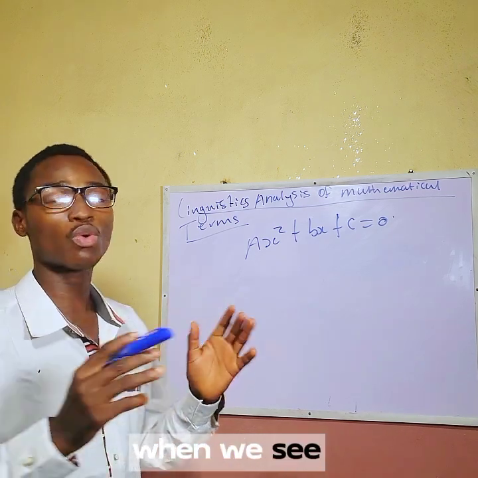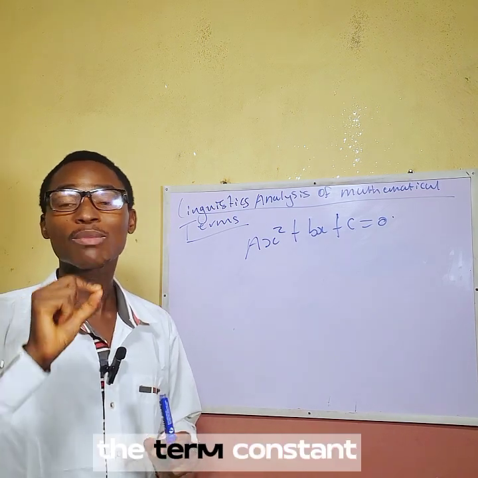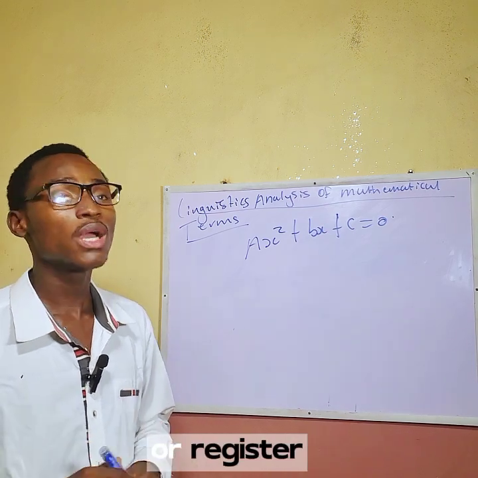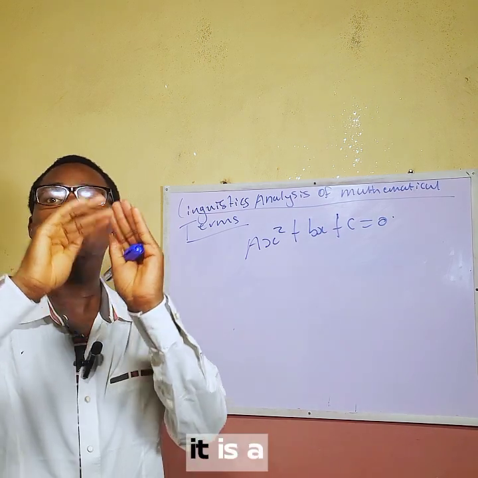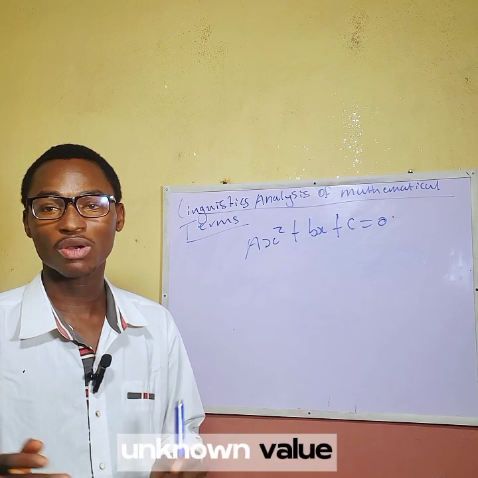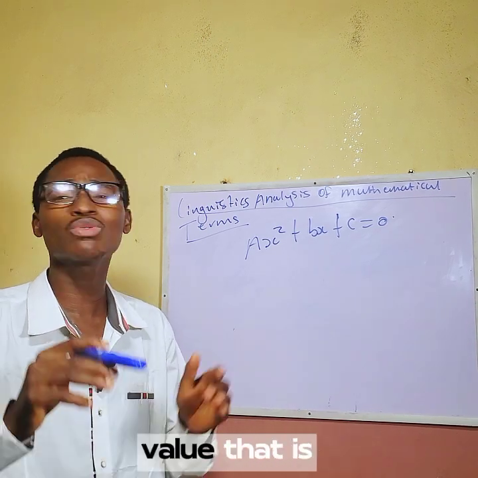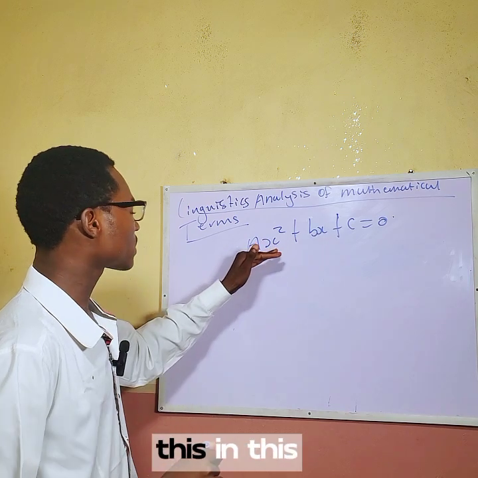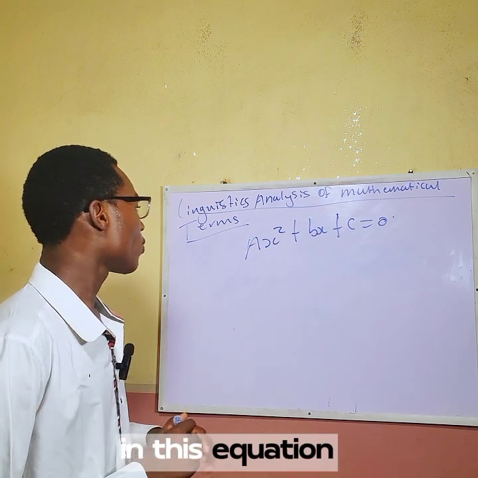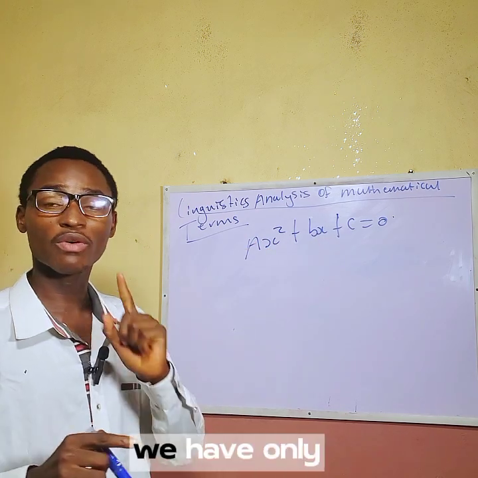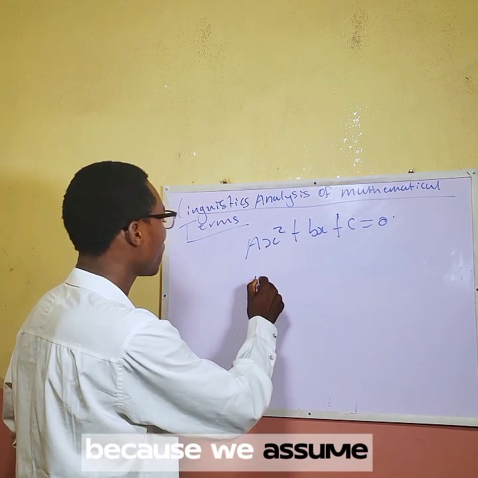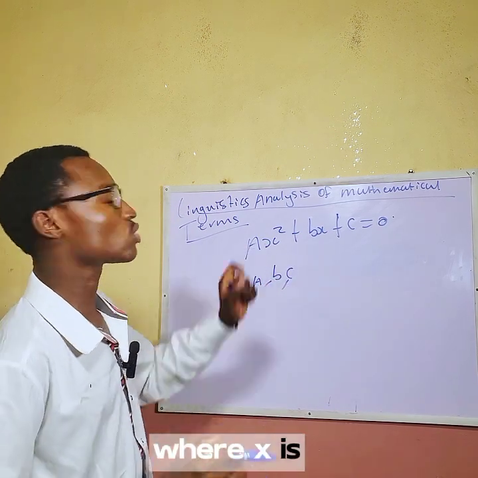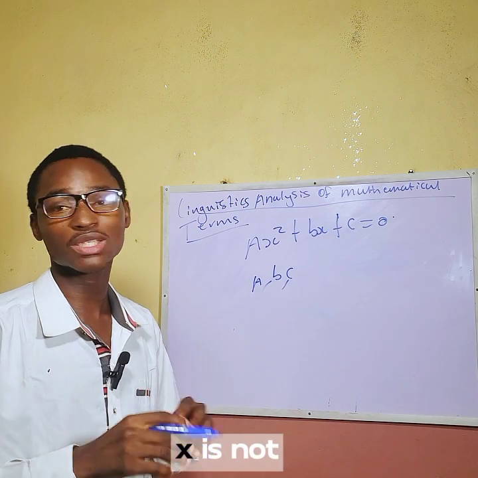When we say the constant in mathematics, the term constant in the mathematical register, it means a number that does not have any unknown value. And when we say unknown value, we mean a value that is not certain. Like in this equation, how many unknown values do we have? We have only one unknown value, because we assume a, b, c are all real numbers, where x is an unknown, because the value of x is not certain.